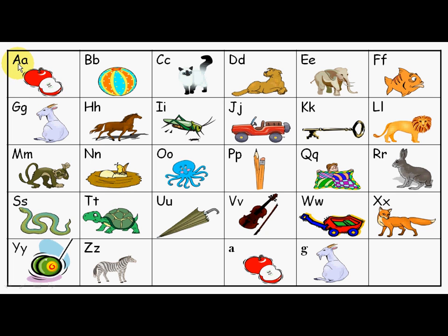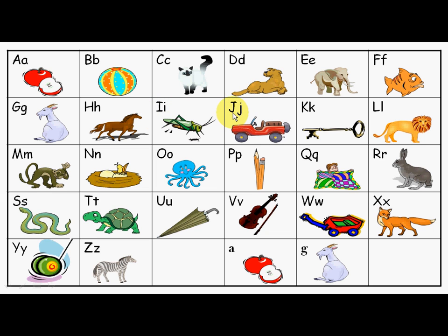A, apple. B, ball. C, cat. D, dog. E, elephant. F, fish. G, goat. H, horse. I, insect.